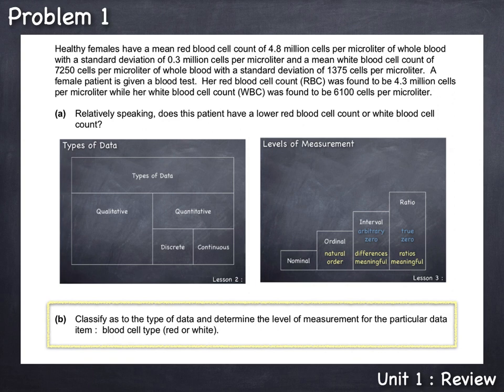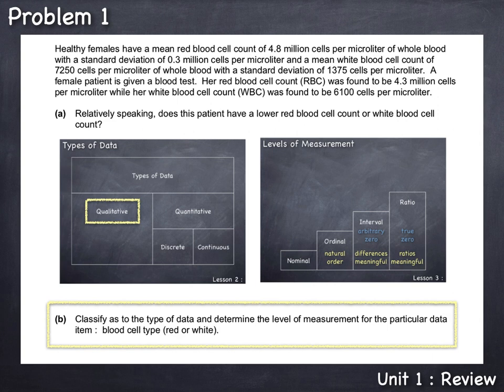That is, when we're looking at the blood cell, the data that's being collected is it a red blood cell or white blood cell that we're looking at? Since the blood cell type is either red or white, is categorical, we classify this type of data as qualitative. So the blood cell type, whether it's red or white, is considered to be qualitative data.